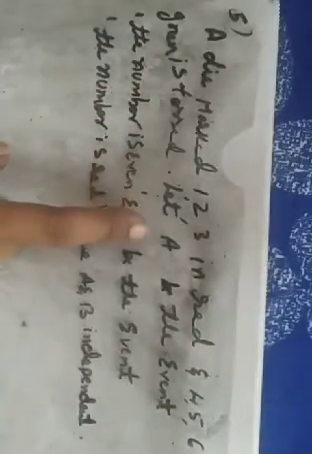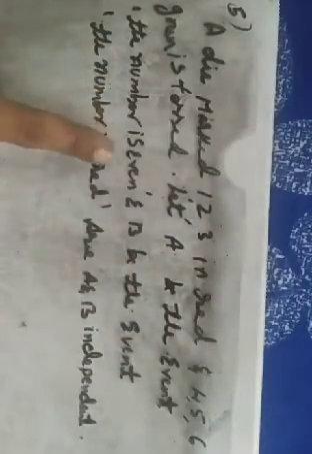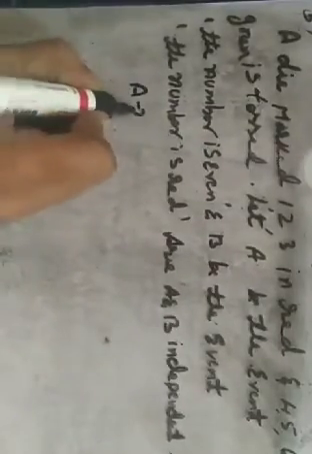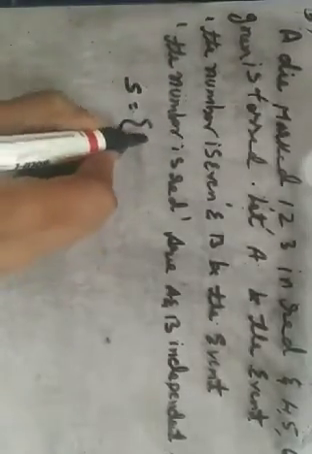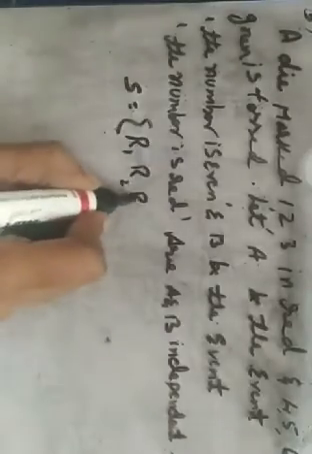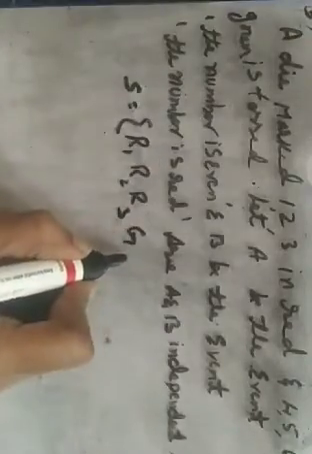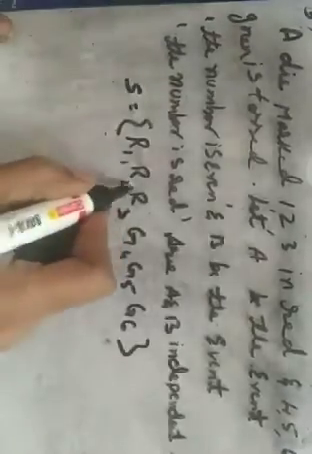Let A be the event: the number is even. And B be the event: the number is red. Are A and B independent? This is the given question. First, let us write the sample space. Always write the sample space first. So, red 1, red 2, red 3, green 4, green 5, green 6. These are the outcomes.